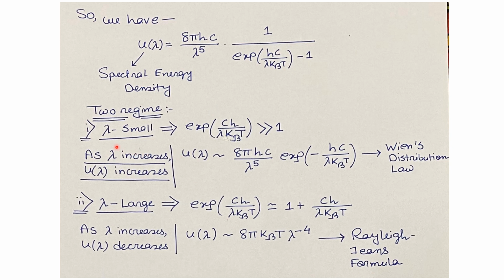So for the small lambda case, that is Wien's distribution law, as lambda increases, our spectral energy density also increases. But for the Rayleigh-Jeans formula, that is for large lambda, as lambda increases, the spectral energy density u(lambda) decreases.